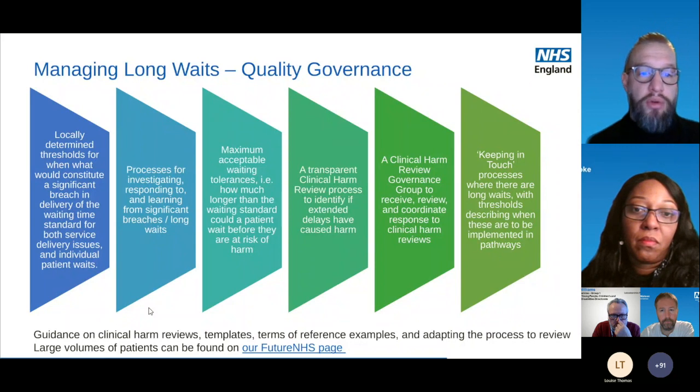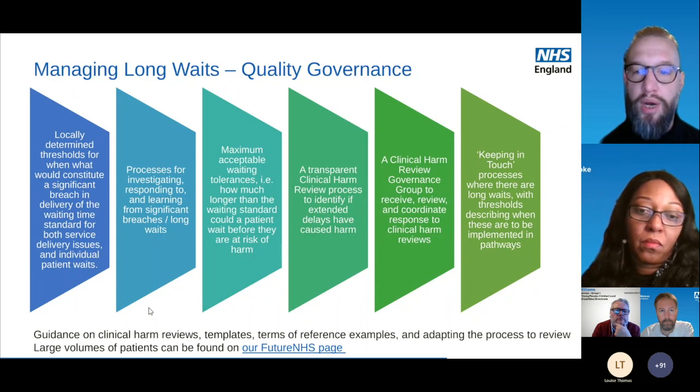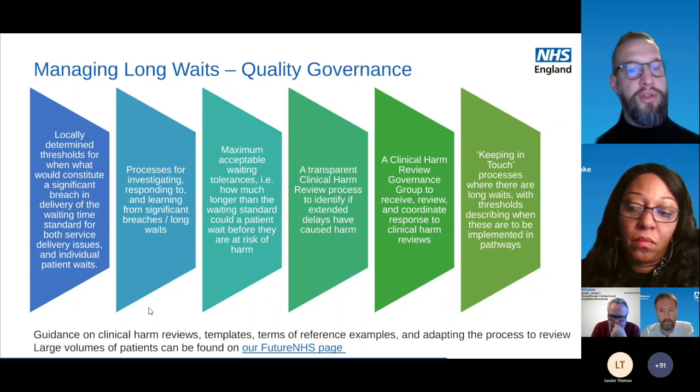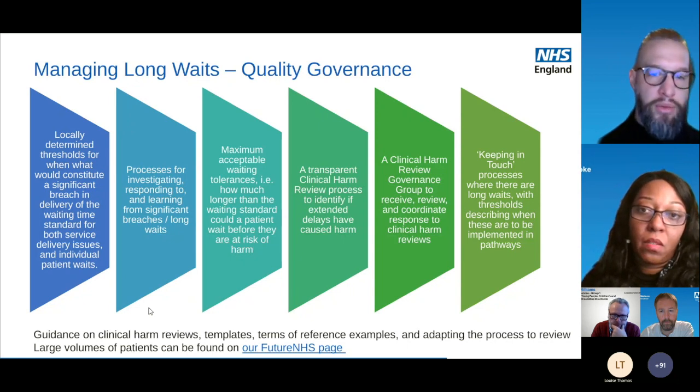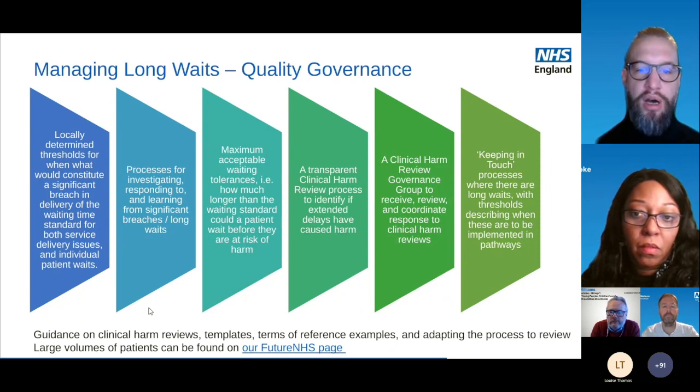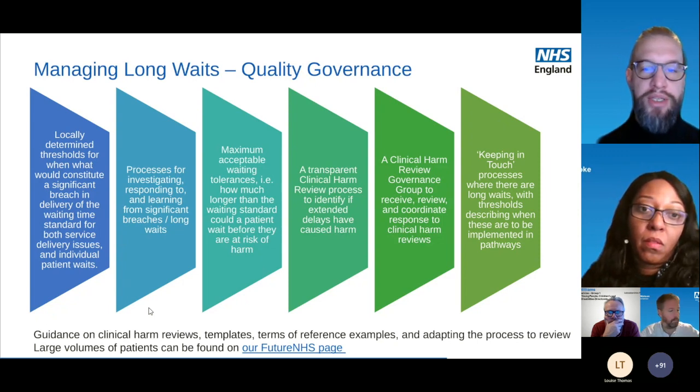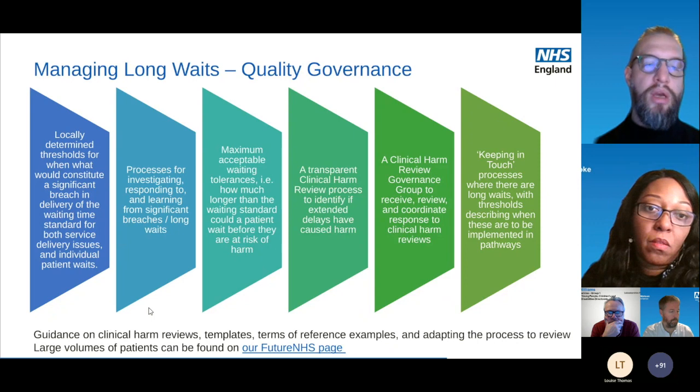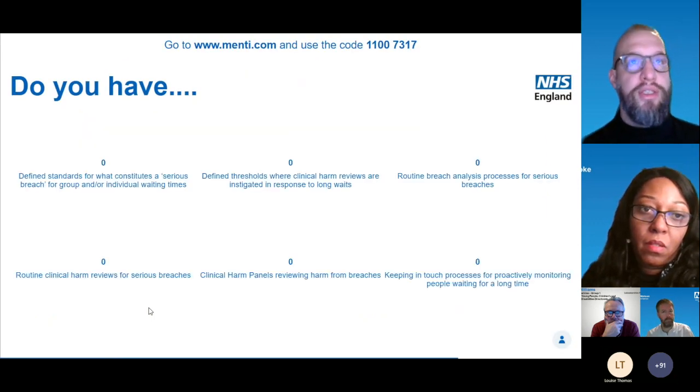Fifthly, you'll need a clinical harm review governance process to receive, review, and coordinate responses to clinical harm reviews. This should be linked into your patient safety processes for overseeing harm, be it moderate harm and serious incidents currently, or in future, your group overseeing the patient safety incident response plan issues. And finally, you'll need keeping in touch processes for where there are very long waits, with thresholds described in policy and operating procedures about when these are to be implemented in pathways. Could I have the next slide, please? And I'll hand back to Frances.